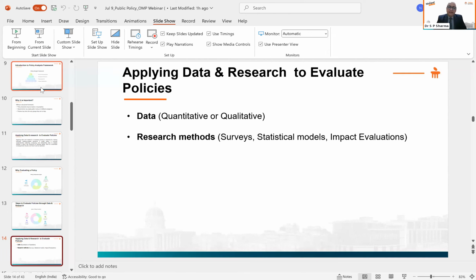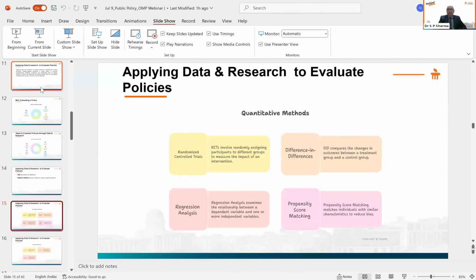So data can be quantitative or qualitative. That depends on the nature of your evaluation. And research methods also depend on your surveys, your statistical models, and your impact evaluation, how you are going to assess that particular thing in the public domain.